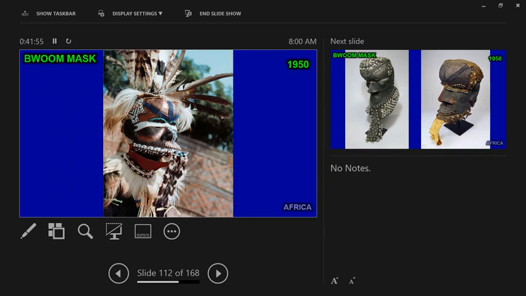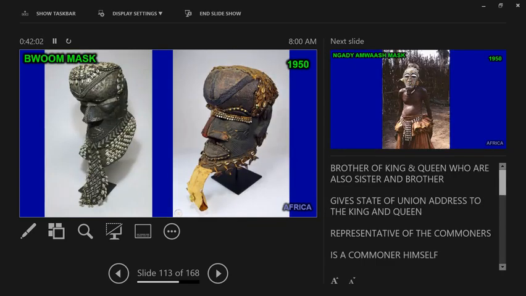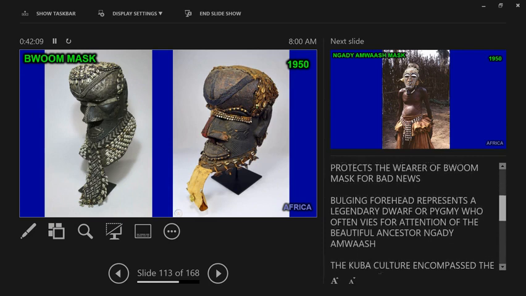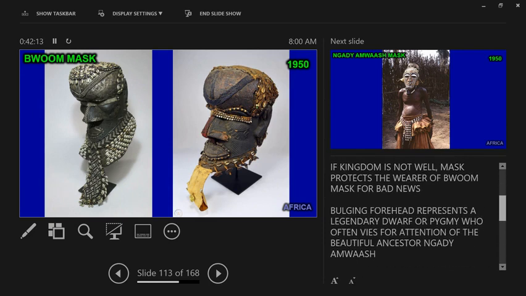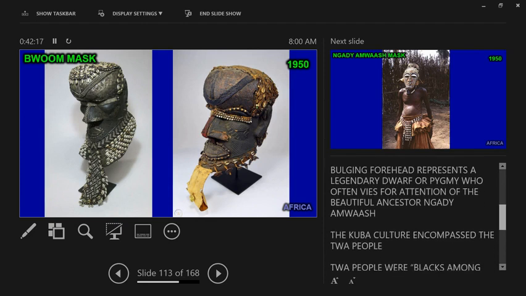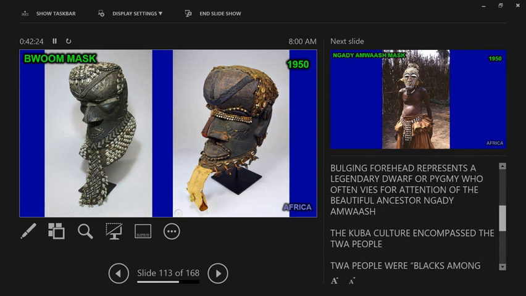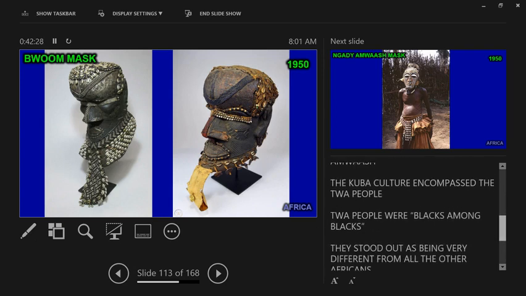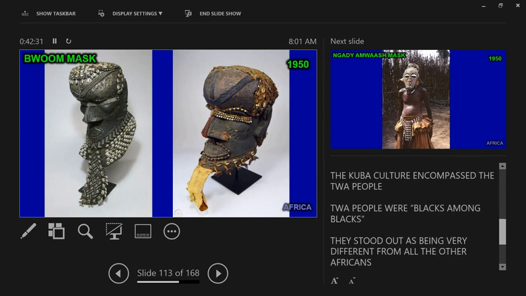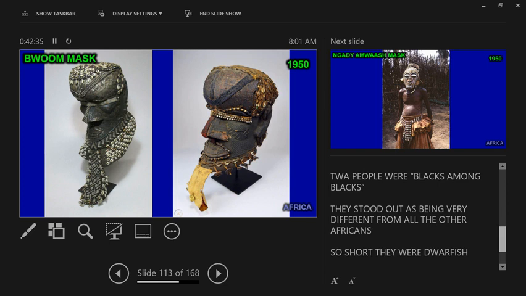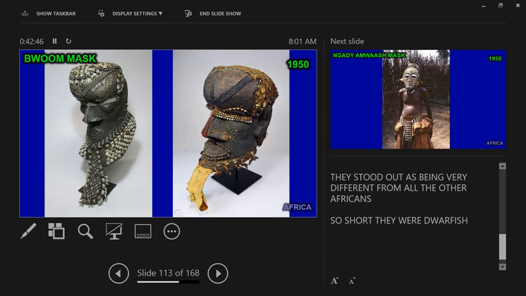This is the Boom mask. This is the dwarf brother. And you notice that he has that enlarged forehead that you commonly see with people of dwarfism. See, the bulging forehead represents the legendary dwarf or pygmy who often vies for the attention of the beautiful ancestral Ngadi Amwash. The Kuba culture encompassed the Twa people, and the Twa people were the blacks among blacks, quote unquote, is what I got from one of my art history sources. They stood out as being very different from all the other Africans, and they were very short and dwarfish.